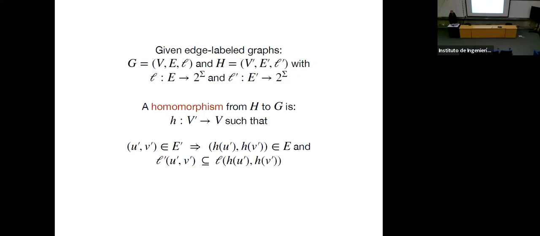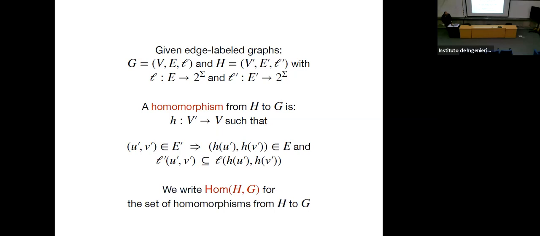And we will be interested in the notion of homomorphism from an edge label graph into another one. Let me quickly remind you what this is. The homomorphism from H to G is nothing else than a mapping from the set of vertices of H to the set of vertices of G that preserves the adjacency relation. Each time we have two nodes that are adjacent in H, their images are adjacent in G. And the set of labels of an edge is contained in the set of labels of their image. So it doesn't need to be the same set of labels. It needs to be contained.